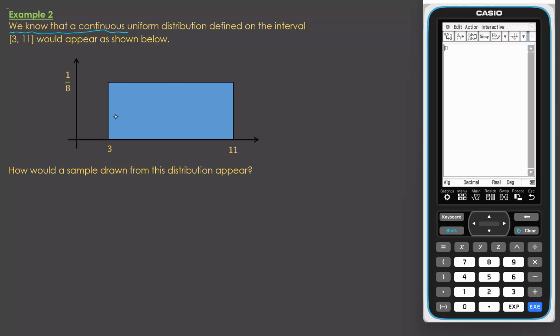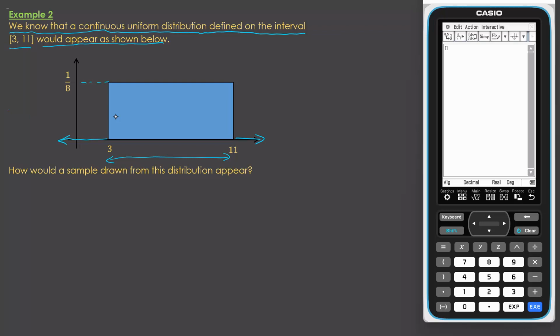We know that a continuous uniform distribution defined on the interval 3 to 11 would appear as shown below. So we can see from 3 to 11, the probability is non-zero. In fact, it's 1/8 because the width is 8, 11 take away 3, and the height is 1/8. 8 times 1/8 is 1. And the probability is essentially 0 everywhere else.